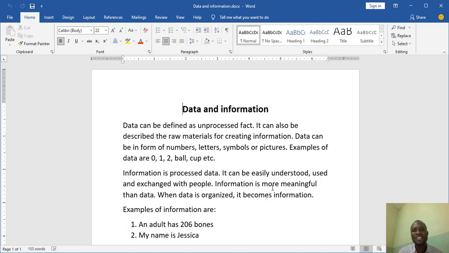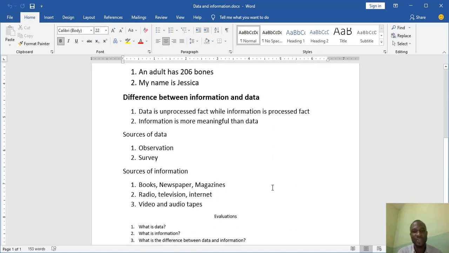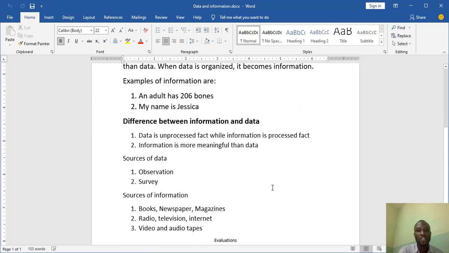The main difference is that information makes more meaning than data. So if somebody asks you the difference between data and information, just say information has more meaning than data. And also, information is gotten when data is processed. So data is unprocessed fact, while information is processed fact. That's number one. Number two says information is more meaningful than data. And then we have sources of data.